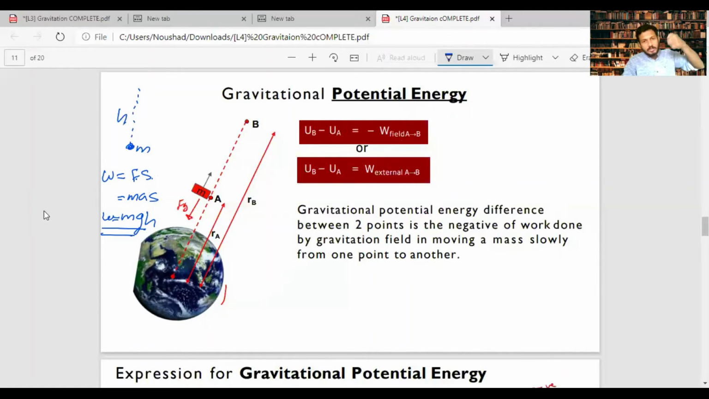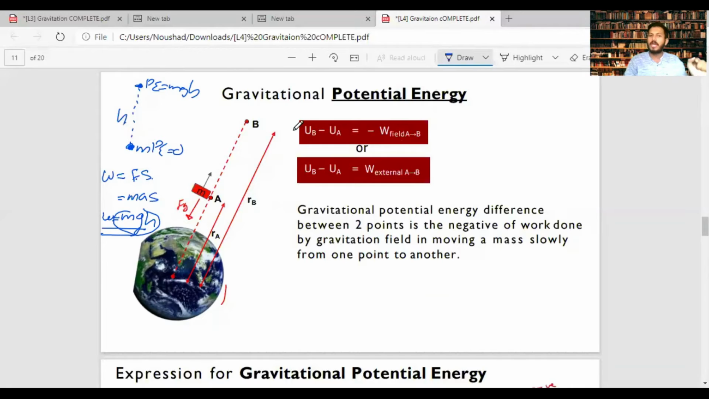That work done is stored as potential energy inside the body. When it is here, its potential energy is 0. But at the height h, its potential energy is mgh. Why? mgh work is done on that body, and that mgh work is stored as potential energy.